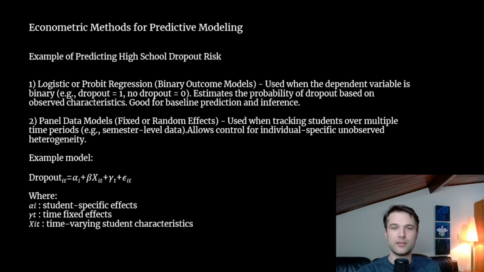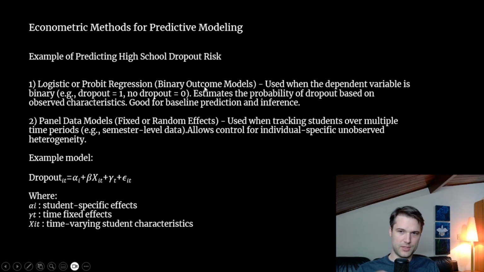What are the main models for predicting variables, or predictive models in general? I'm going to talk about some of those we have already studied in our previous classes, and some we will study in our future classes. But in this case, for example, we're talking about the high school dropout risk, the example from our previous slide. In this specific example, the logistic or probit regression is a very good methodology. It works with binary outcome models.